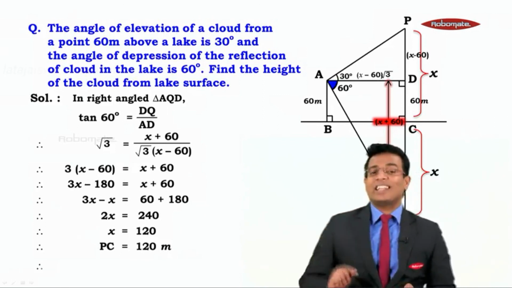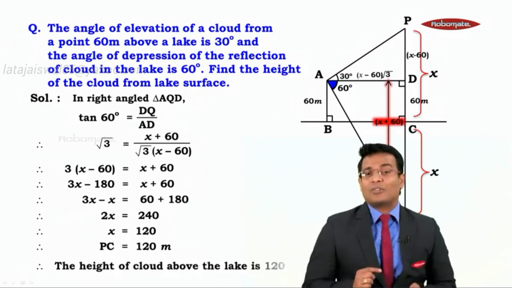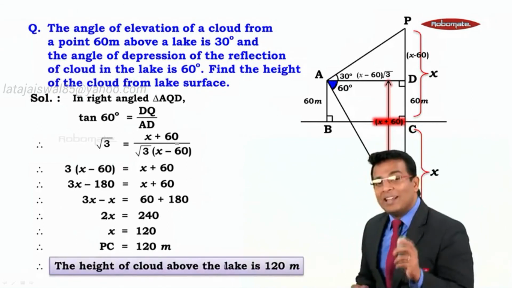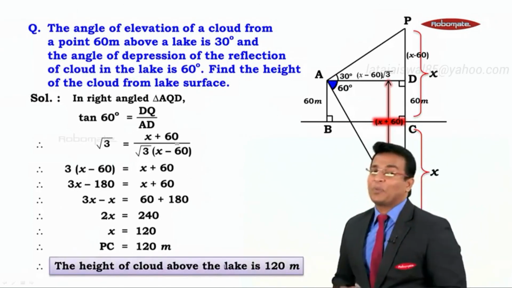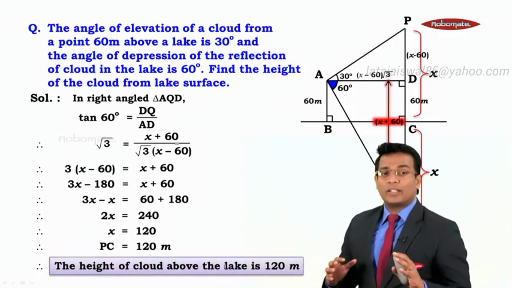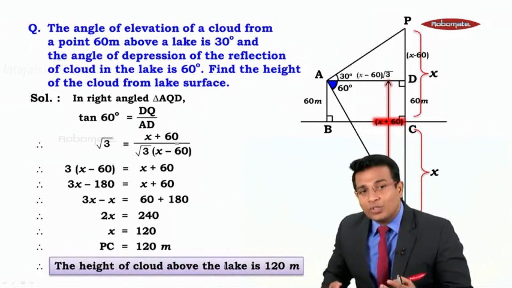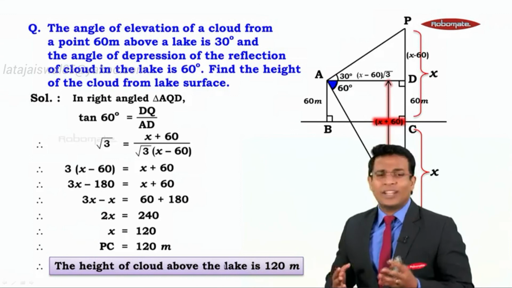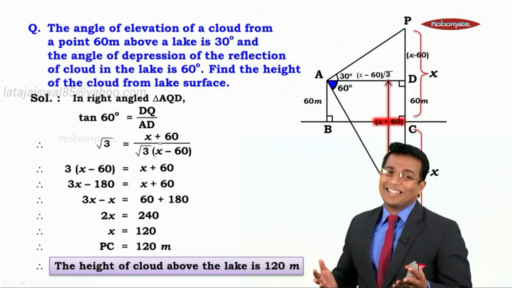So now we can say that the height of the cloud from the lake surface is 120 meters, and that's the sum. Wasn't that easy? A very important sum. The most important part of the sum was drawing the figure. Once you do that, it was very easy to solve, isn't it? Simple, right?